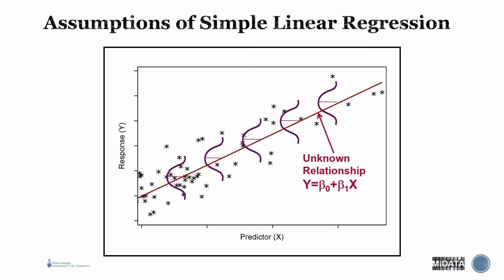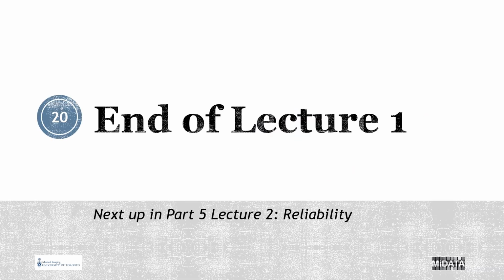Now no surprise, the assumptions of the simple linear regression: for every level of your predictor x, you're going to have a normal distribution of the residuals, and the variance between these levels of your predictor will be the same, will be equal. So equal variance and normal distribution of your residuals. This is also called homoscedasticity. That brings us to the end of lecture 1 of part 5. Next up in lecture 2, we're going to start talking about reliability.